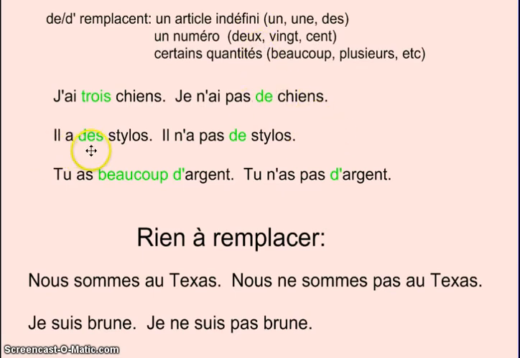Il a des stylos. Il n'a pas de stylo. Des est un article indéfini et est remplacé avec de. Tu as beaucoup d'argent. You have a lot of money. Tu n'as pas d'argent. You don't have any money. Mais il y a aussi beaucoup de situations où il n'y a rien à remplacer. There's nothing to replace. We don't have any one of these three things to replace in our sentence.